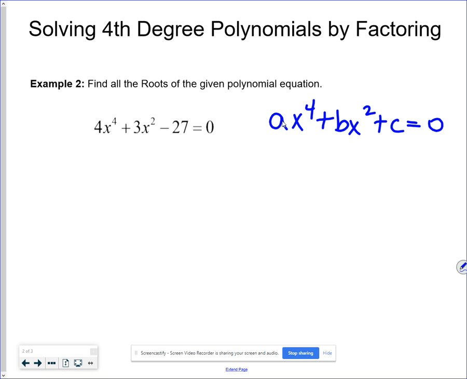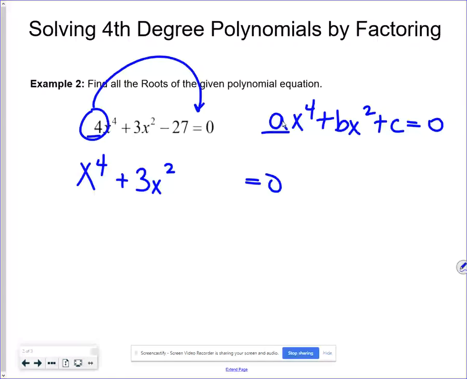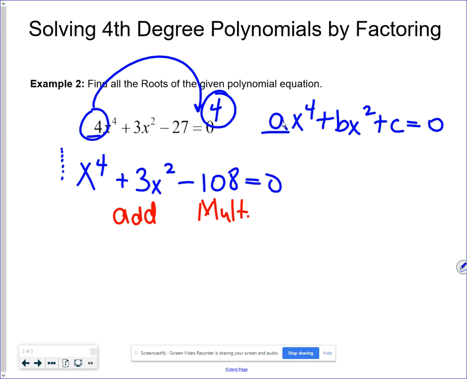But the a term is not 1 over here. So we're going to use slip and slide. So we're going to get our leading coefficient to be 1. So we're going to slip that 4 to the back, multiply by the negative 27, and we get negative 108. So now we have a leading coefficient of 1. So when I ask myself, what 2 numbers multiply to be negative 108 and add to be positive 3?